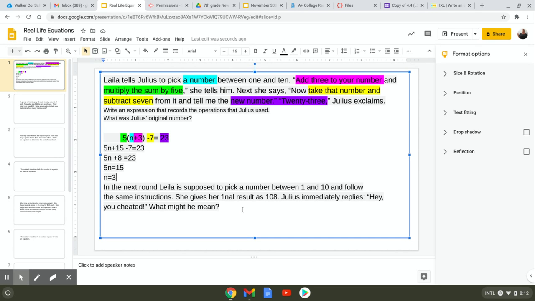Now I want you to look down here. It says in the next round, Leila is supposed to pick a number between 1 and 10 and follow the same instructions. She gives her final result as 108. Julius immediately replies, "Hey, you cheated." What might he mean by that? So I want you to use this same equation, 5 times parentheses n plus 3 parentheses minus 7 and put equals 108 and work that out and tell me why you think that he thinks she cheated. Pause the video and do that now.